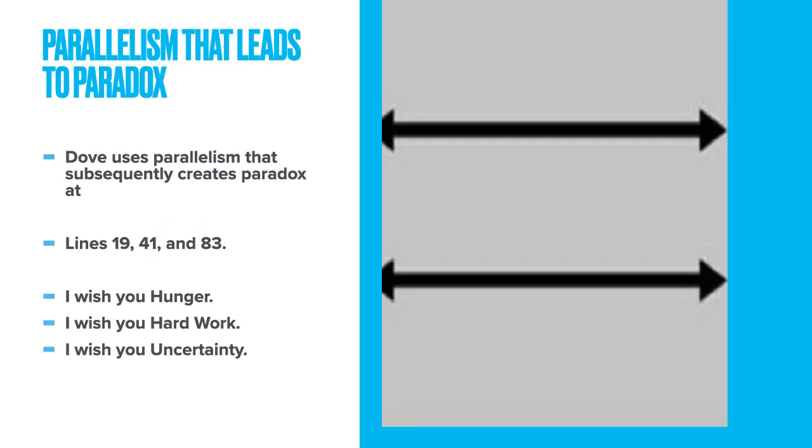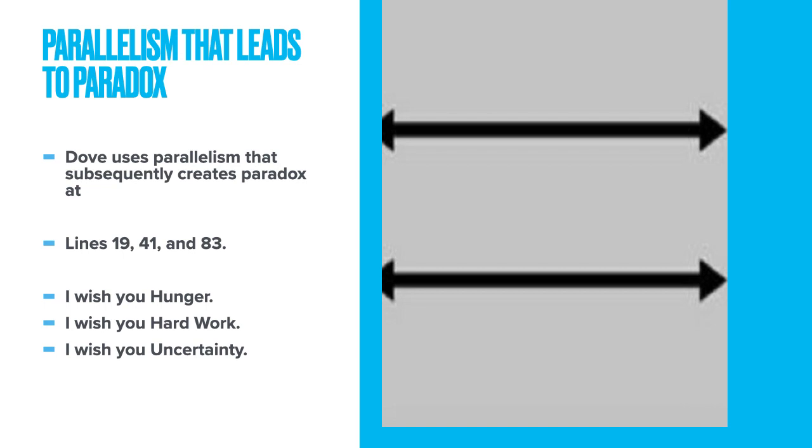I've got parallelism that leads to paradox. And so we have I wish you hunger, I wish you hard work, and I wish you uncertainty. Those are the three sections of her speech once she gets going, and they appear at line 19, 41, and 83. So I'm calling the three sentences, I wish, and I wish, I'm calling that parallelism. I could also call it repetition. But it also leads to paradox.